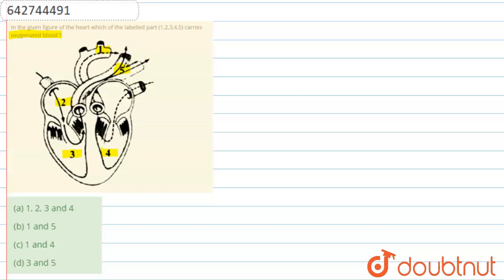So let us first understand what the labeled parts are. Let us identify the parts. The first part is the systemic aorta, which supplies oxygenated blood to all the other parts of the body. Then the second is the right atrium or the right auricle, which receives the deoxygenated blood from the superior vena cava and inferior vena cava.